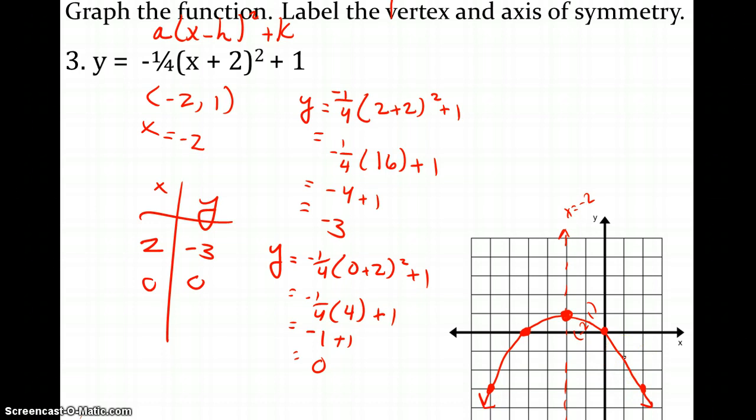Since it's facing downward, when we look at A, we notice it's negative. If A is negative, it means the parabola is facing downward, and if A is positive, it's going to be facing up.